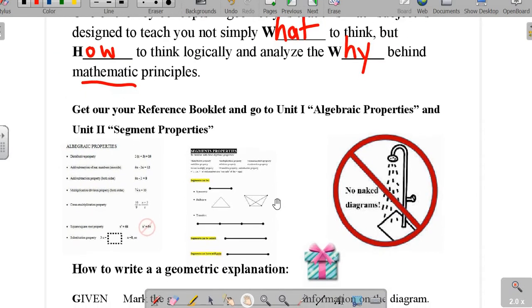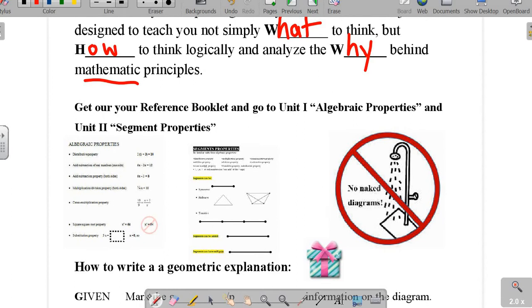You're going to want these couple pages in your reference booklet handy. You might want to put a couple paper clips. One would be the page commonly known as algebraic properties, and then segment properties. Algebraic properties is in Unit 1. Segment properties, which you filled out a couple lessons ago, is in Unit 2. You want to paper clip both.